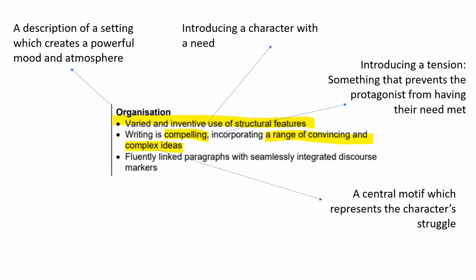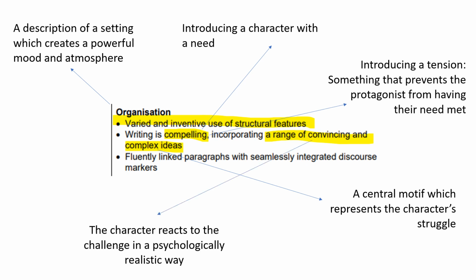Somewhere in our story, probably at the beginning and again at the end, we're going to use a central motif, a symbol which we repeat, which represents our character's struggle. This makes our writing convincing and complex. Our protagonist is going to be met with this challenge, and then they are going to react to it in a way which is realistic, like real people actually react. And this is going to make your writing convincing.